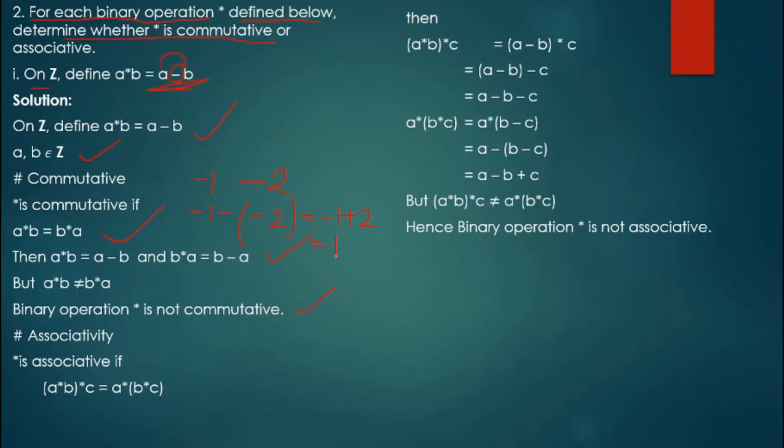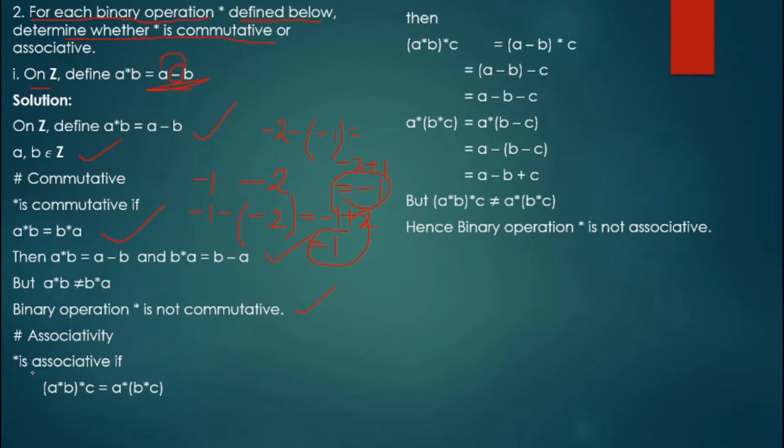Now we interchange it. Now A is -2 and B is -1. So what do we get? -2 plus 1. So what is the answer? It is -1, which is not equal to 1. So that means A star B is not equal to B star A. So we see that binary operation star is not commutative.